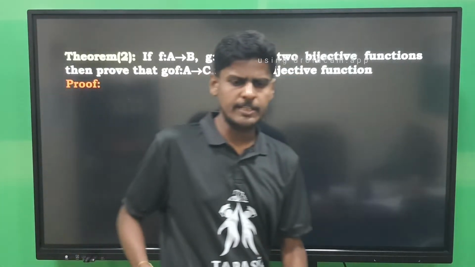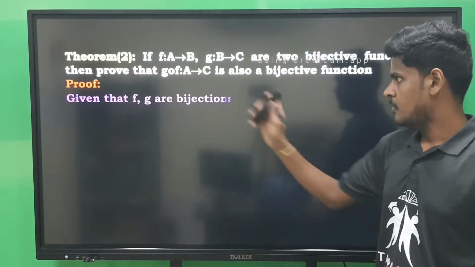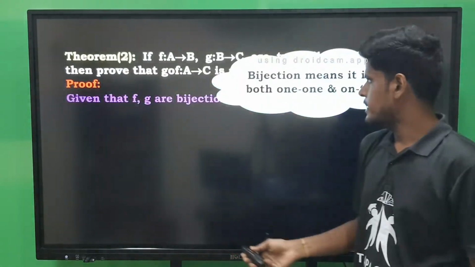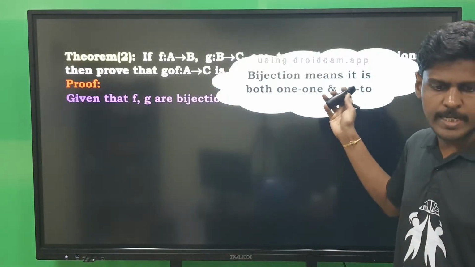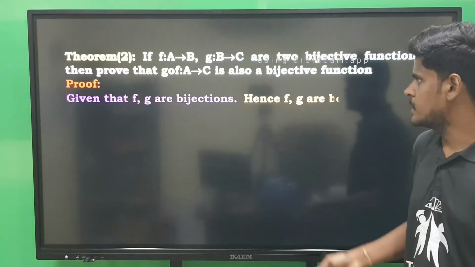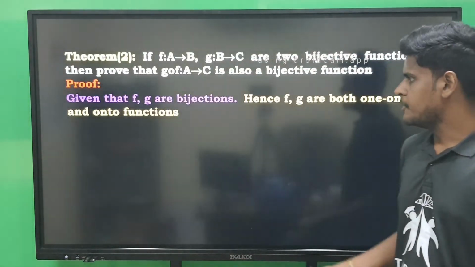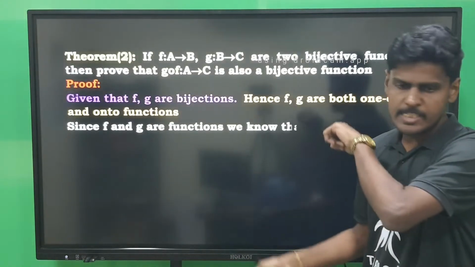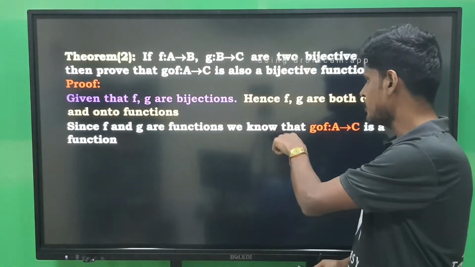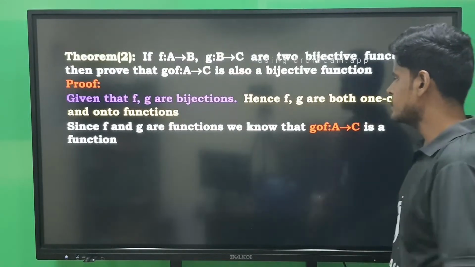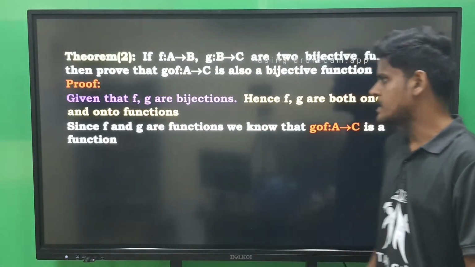Let's see the proof for this. What is given? F and g are bijective functions. What is bijection? We already know. A function that is both one to one as well as onto is called a bijective function. As f and g are one to one and onto, they satisfy the properties of that. That means f and g are functions. We know that g of f is a function from set A to set C.